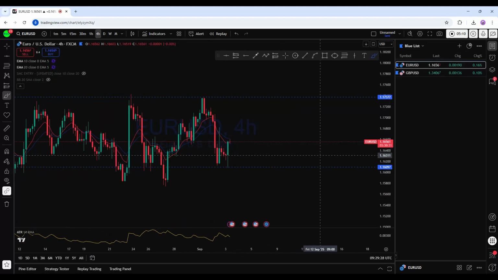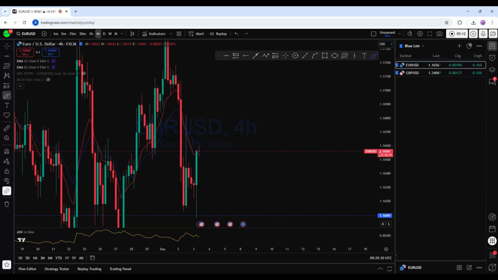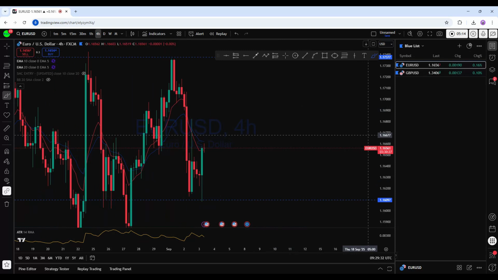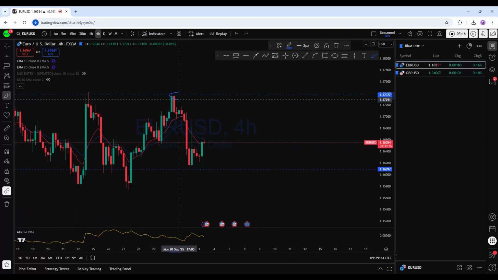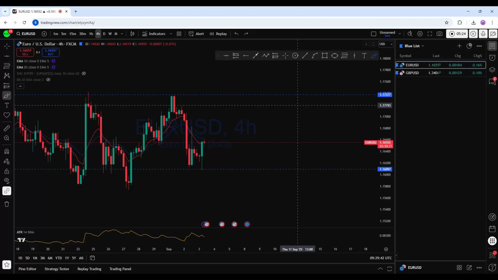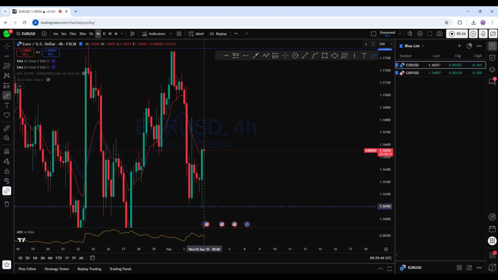So looking at the 4 hour chart here, you can see the market here is like GBPUSD. Euro dollar also had a breakdown followed by a pullback. On this 4 hour, there is a long wick candle, and with this long wick candle it's now on a pullback here.